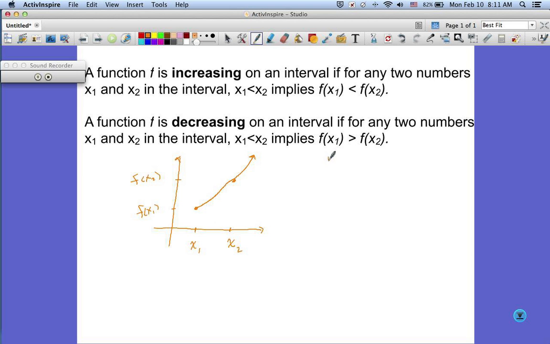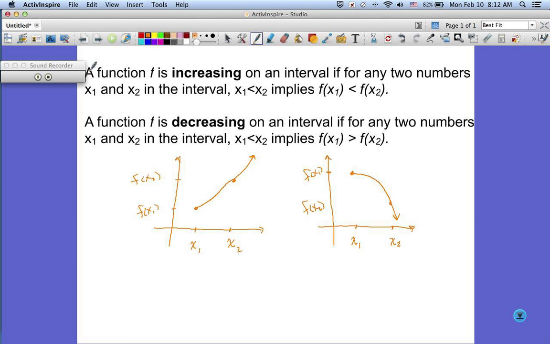Conversely, if we're looking at a decreasing function, and this is stuff you guys know already, just looking at it in a slightly different way. If x1 and x2, same situation, x1 is before x2. However, f of x1 is higher than f of x2. Now we have a decreasing function going through there. Okay, so it's a matter of going uphill versus going downhill.